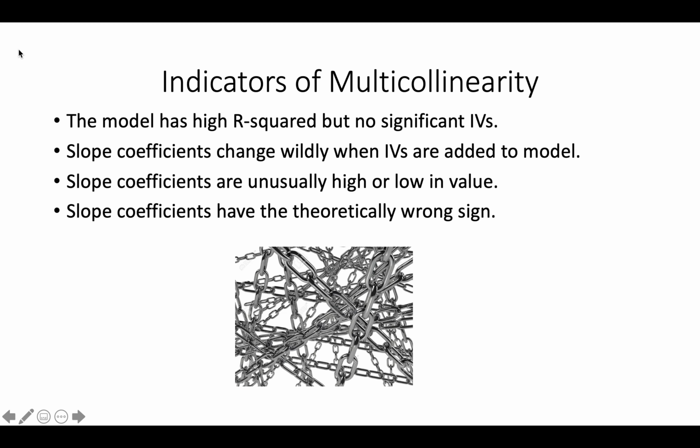Fourth, the slope coefficients have the wrong or theoretically unexpected sign. So what this means is that you hypothesize that the independent variable has a negative relationship to the dependent variable, and in fact, when you estimate the model, the slope coefficient is positive and significant. That's a pretty weak indicator, but a possible indicator of multicollinearity.